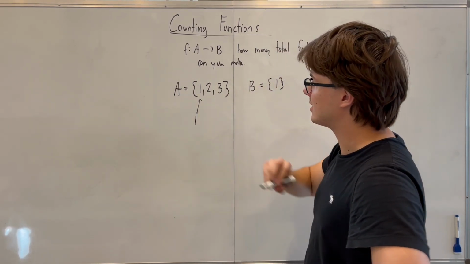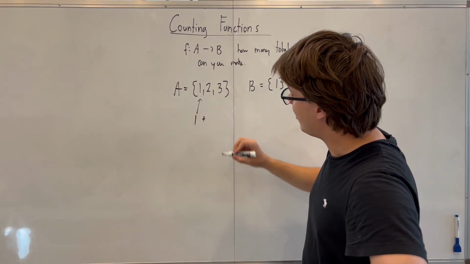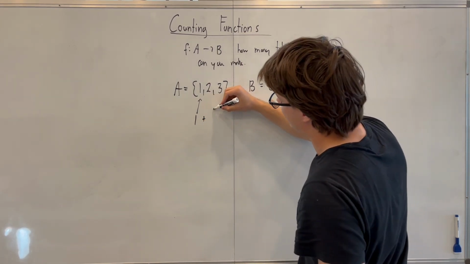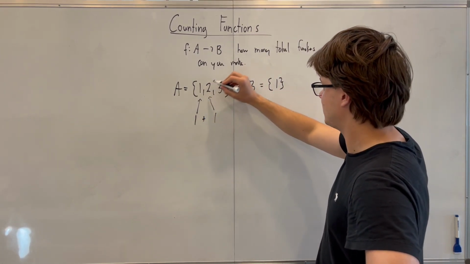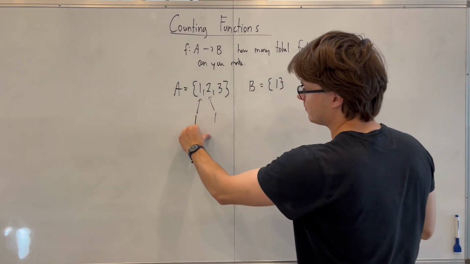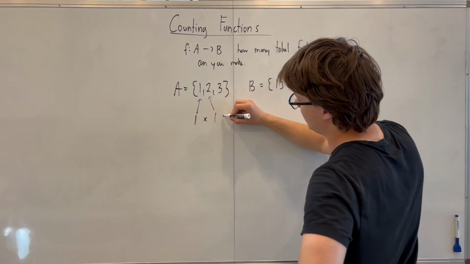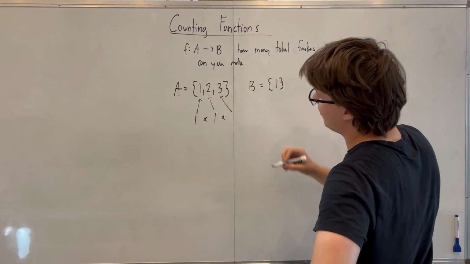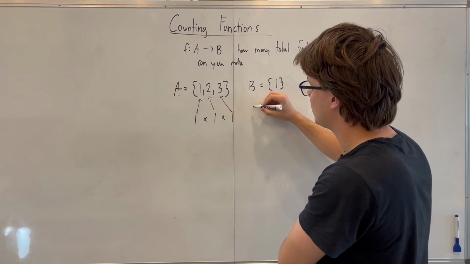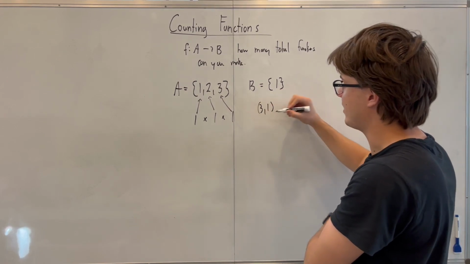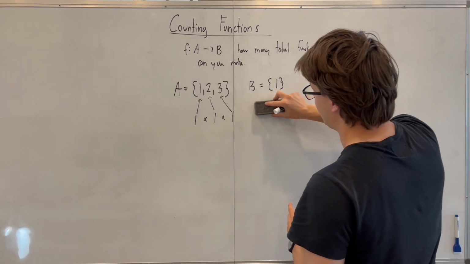Okay, then let's look at 2. How many ways can you map 2 onto something in B? And the answer is going to be once. You can only map 2 once onto B, or this would be a multiplication sign. Finally, let's have a look at 3. How many ways can you map 3 onto something in B? And the answer is going to be once. You can only have 3, 1. You can't have anything else map 3.